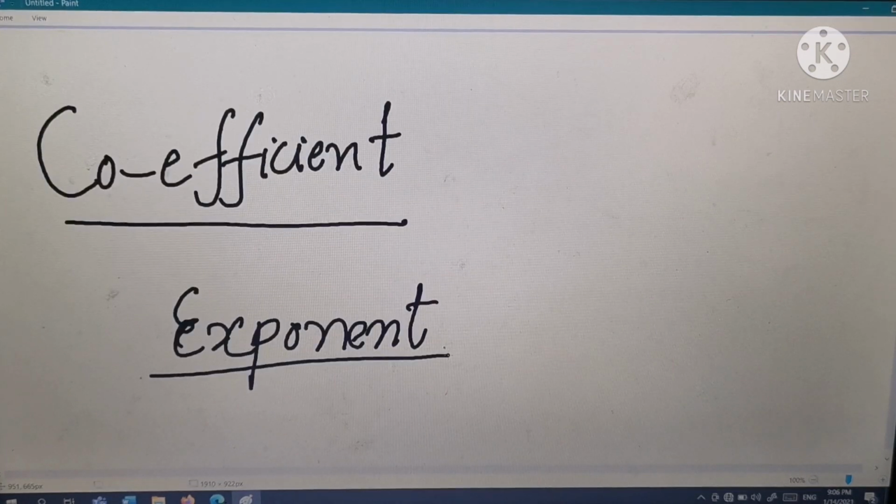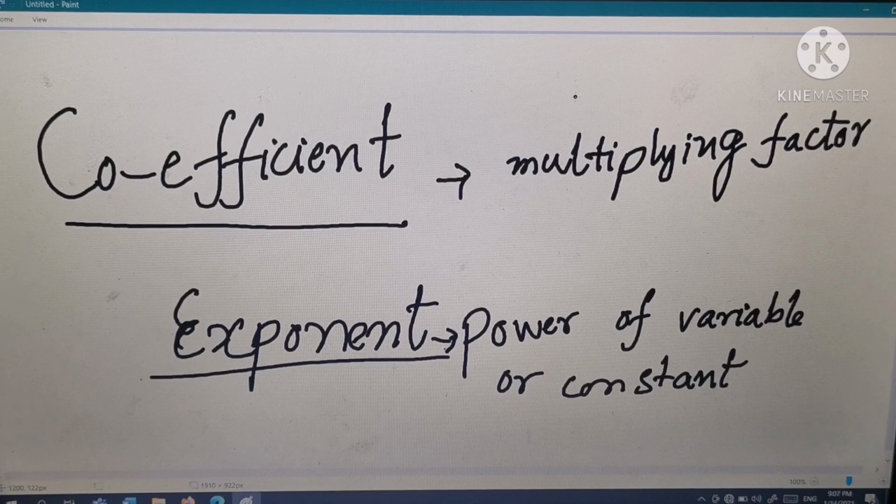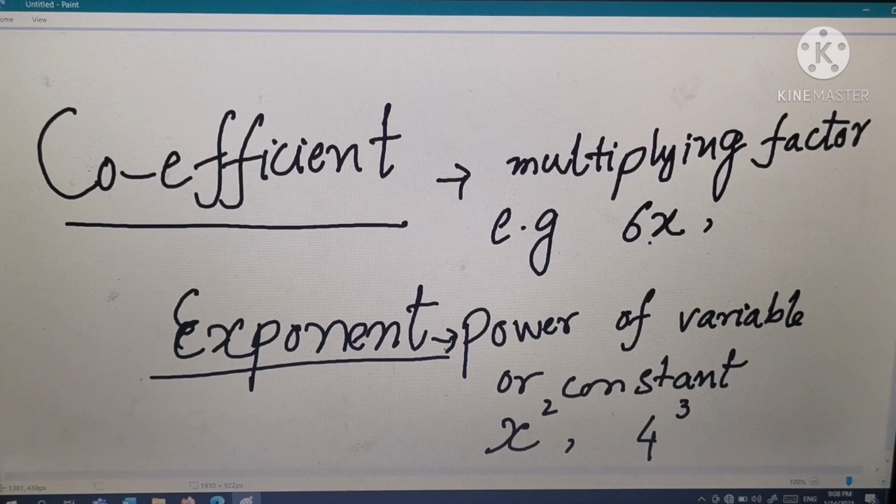Before I finish my lesson, I would like to tell you about coefficient and exponent. Coefficient is the multiplying factor of the variable, while the exponent is the power of variable or the power of constant. These are the examples of coefficient and the exponent. Here 3 is exponent, for the x the 2 is exponent.